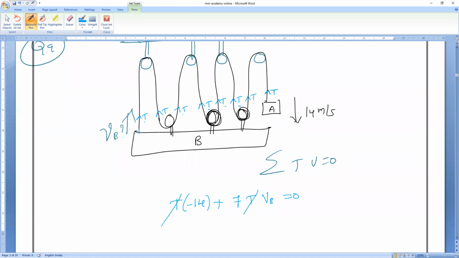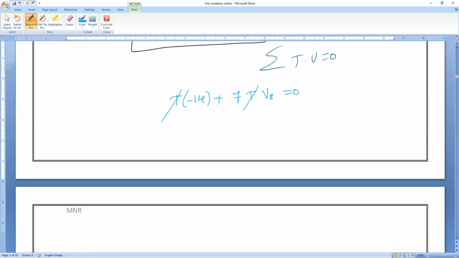Am I right? Clear? Yes, sir. So 7 into VB is equal to 14. So velocity of B is equal to 14 by 7, which is the answer. 2 meter per second. You have to solve very fast.